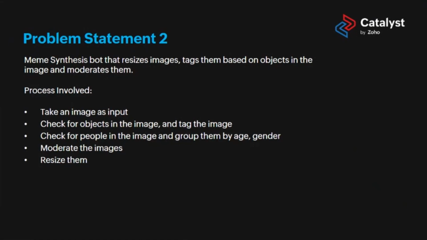So the process involved is simple. We take an image as input, we check the objects in the image and tag the image accordingly in our database. We check for people in the image and group them by their age, by their gender, and other attributes that we have. We moderate the images to say, are these fit for a forum? And then we resize them. So how would we do this using Catalyst? We have a sample for you to try out. So let's pause on this slide for a minute.